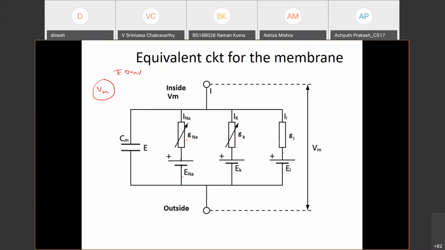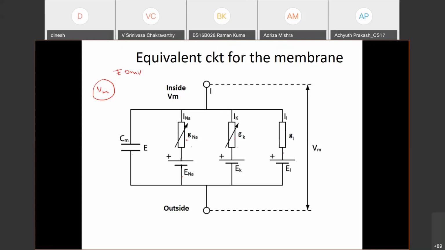Then the sodium channels can be represented as a series of a conductance and a battery, GNA and ENA. Potassium channels can be represented as another conductance and another battery, GK and EK. Then all other constant channels, which don't vary, can be represented as a series of GL and EL. All of them are in parallel because all these structures sit across the same voltage difference between inside and outside, between the cytosol, the intracellular space, and the extracellular space. So they have a common voltage, and therefore they're all in parallel.